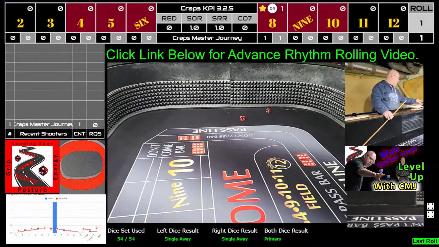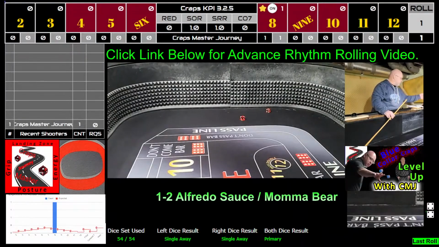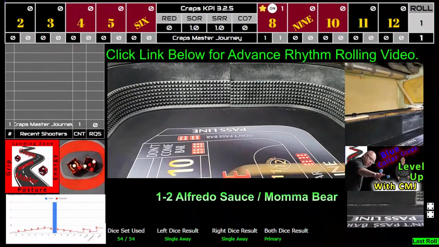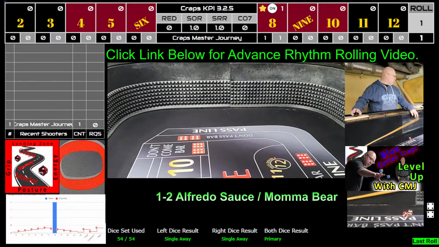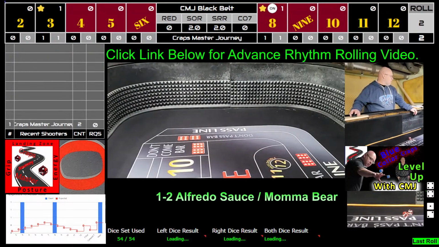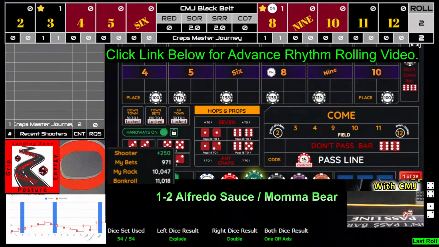Ace deuce Alfredo sauce, and that's not so dangerous for me because that is perfect. Okay, I will take that. 5454, ace deuce, that pays out on that DC. It is the Alfredo sauce, the mama bear. Okay, so that helps strategy 1 not at all. That keeps the 250 up there. So this would be bet number 2. Remember, we only have 4 bets on that. So if it's a win, we still could include that as 1 bet.